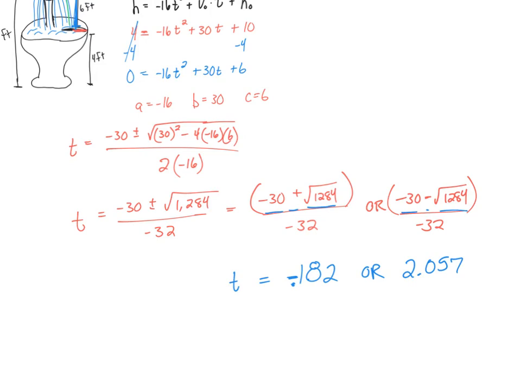Remember, we're trying to find time. So from the time it leaves the spout and comes back down to the basin, would it be negative 0.182 or positive 2.057? Since we're talking about time, time cannot be negative. So our answer is 2.057 seconds. Okay, and in problems like this, we want an actual decimal. We want to know how much time exactly does it take, like on our watch, and it'd be 2.057 seconds. And that is where we'll end for today.